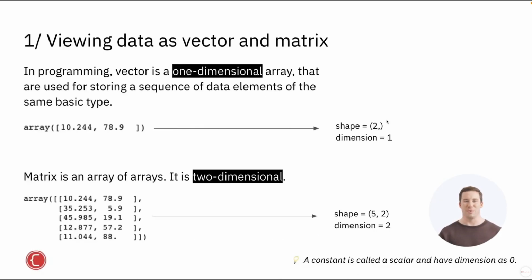To sum up, we will have 2 concepts that we need to pay attention to. The first concept is vector, and the second concept is matrix. A vector is an array of one axis. For example, here we have a row consisting of 2 components, 10.244 and 78.9. This is called a vector. Our vector will have a shape, which is the number of items in the vector, and we will have the dimension as 1. On the other hand, we have a matrix. A matrix is a chain of vectors.